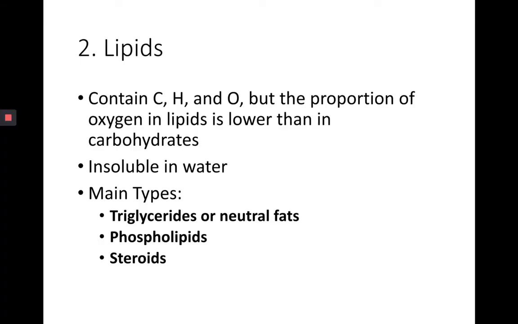Next, let's look at lipids. So lipids also contain carbon and hydrogen and even oxygen. They are organic compounds, so the carbon and hydrogen make sense, but the proportion of oxygen in lipids is going to be lower than in carbohydrates, so we won't see that 2-to-1 ratio. Lipids are completely insoluble in water, and all that means is that oil in water, or fats in water, don't mix, and you've probably seen that many times. The main types of lipids that we're going to look at are triglycerides, or neutral fats, phospholipids, and steroids.